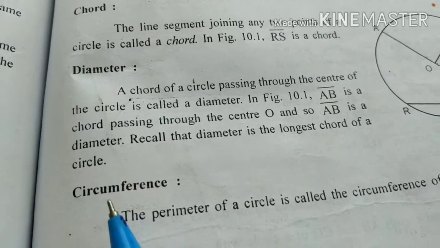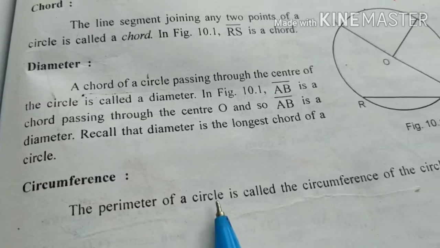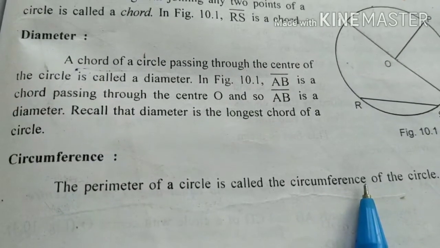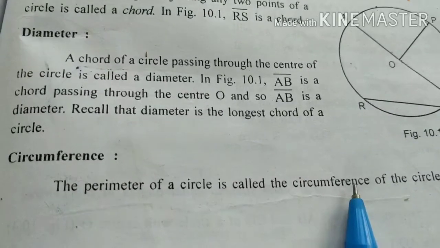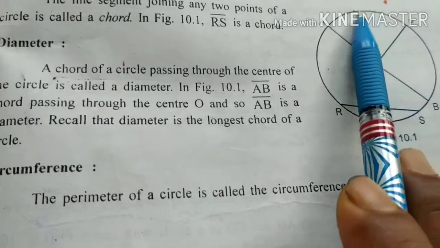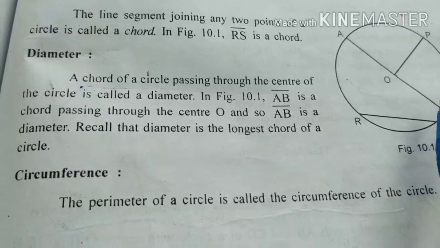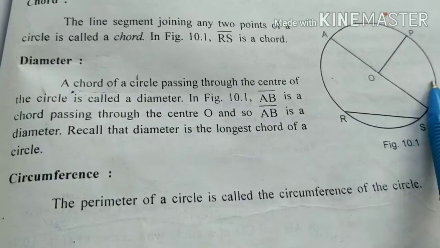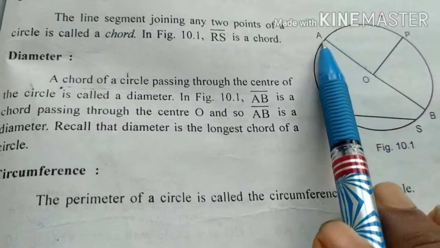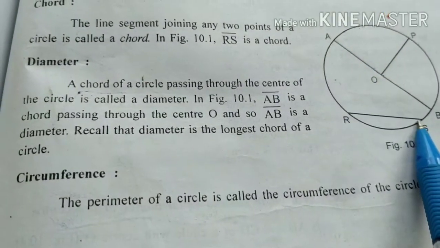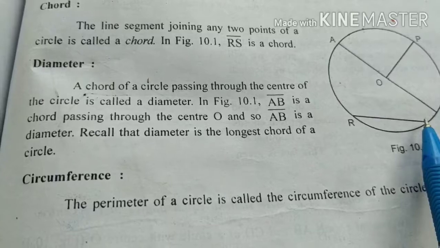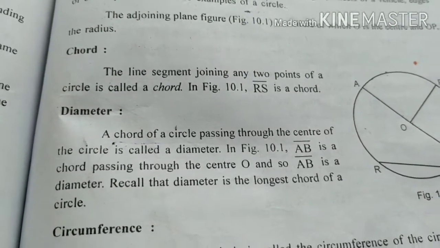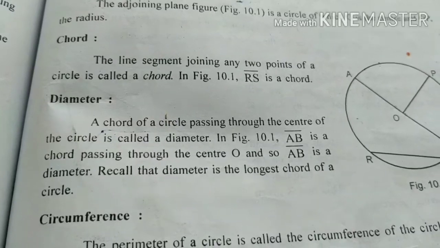The circumference of the circle: the perimeter of the circle is called the circumference. The meaning of perimeter is the total boundary length around a closed figure, and that is called the perimeter. The perimeter of the circle, its total length, is called the circumference. These are the definitions related with this chapter, and then we shall discuss the theorems.